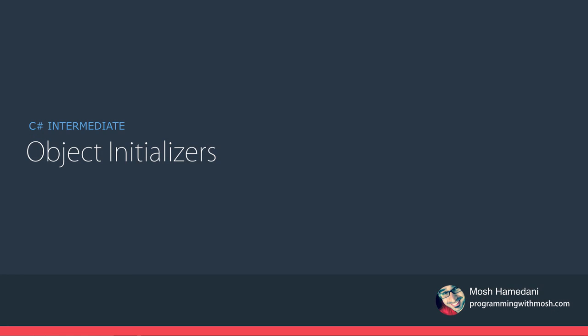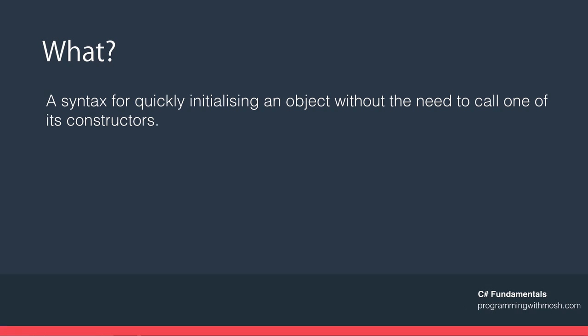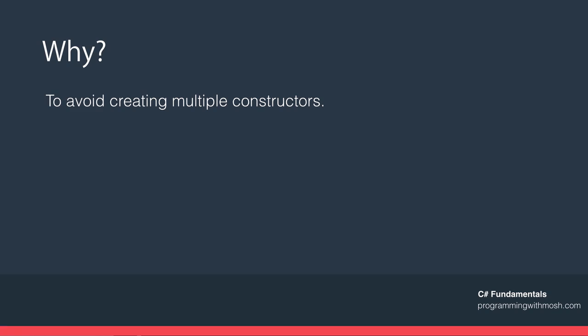Okay, object initializers. In the last lecture, we learned about constructors. You know that we use a constructor to initialize an object and put it in an early state. In C#, there is also another way to initialize an object, and that is using an object initializer. An object initializer is simply a syntax for quickly initializing an object without the need to call one of its constructors. Why do we need that? Simply to avoid creating multiple constructors.